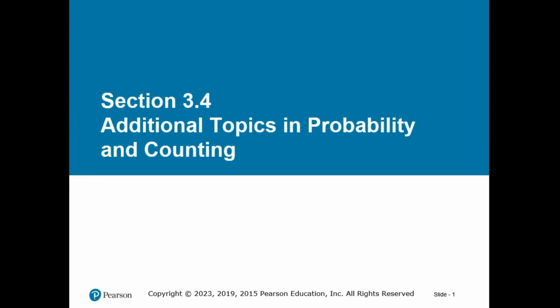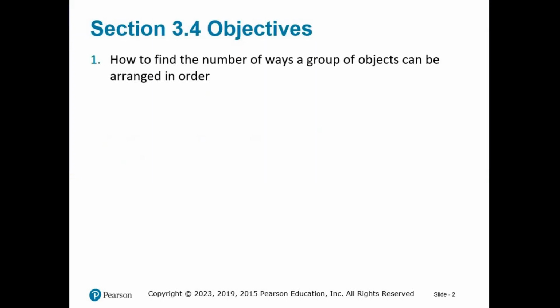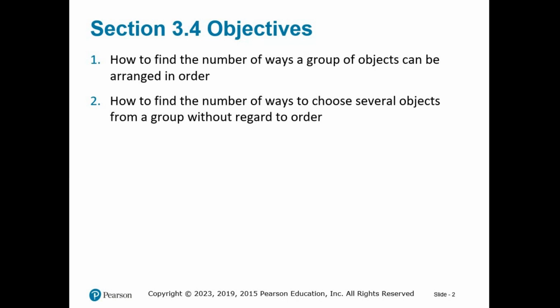Today we're going to talk about additional topics in probability and counting. Specifically, we're going to learn how to find the number of ways a group of objects can be arranged in order, find the number of ways to choose several objects from a group without regard to order, and how to use the counting principles to find probabilities.